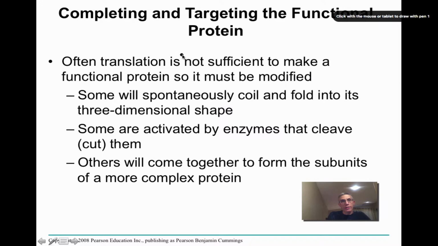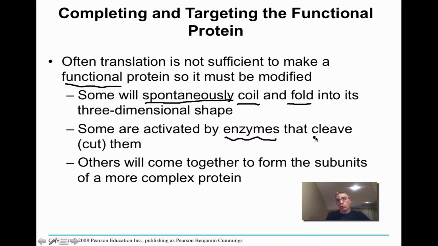Now, often translation is not going to be sufficient to make a functional protein. What that means is sometimes it's going to need to be modified. Just like with transcription, before we sent that messenger RNA out into the cytoplasm, we had to do some modifications to it. So in order to make that protein functional, there are three things that possibly could happen to that protein. Some of these proteins will spontaneously start to coil and fold and become three-dimensional in nature. Some of them are going to be activated by very special enzymes, and these enzymes are going to work to cleave or cut up those particular proteins, and there are going to be others that will come together to form the subunits of a much more complex protein.